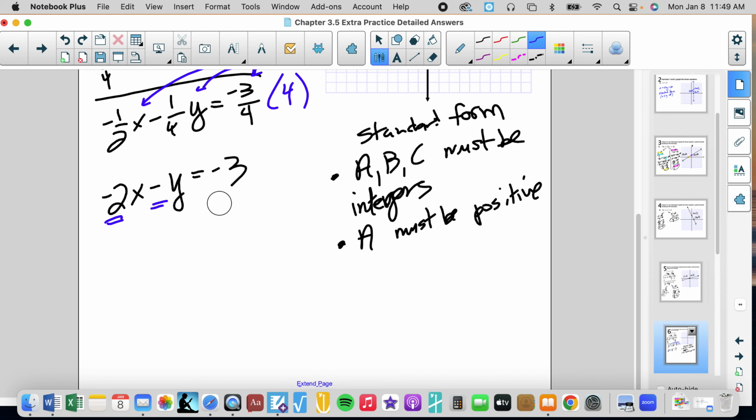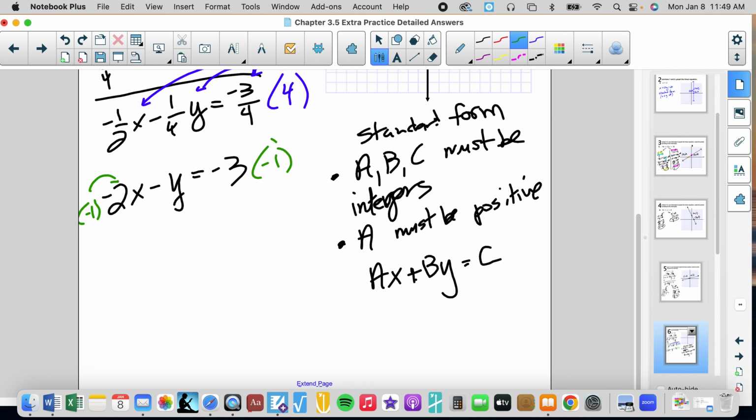Now, all of them are integers, but notice my a value, this is my a, this is my b, this is my c, because standard form looks like this, ax plus by equals c. So the coefficient of x is a, the coefficient of y is b, and c is the constant. So a is not positive, so I'm still not done. I got to multiply by a negative 1, and when we multiply, we got to multiply everything.